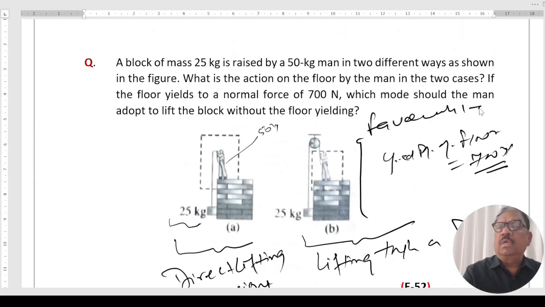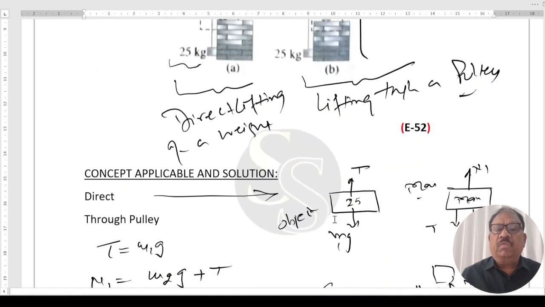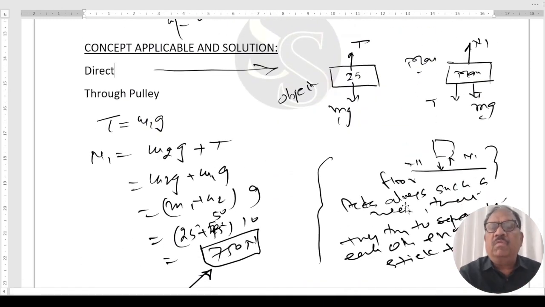In this case, the force is less than 700 Newton, that is 250 Newton. In the other case, it is 750 Newton. Let me tell you, the direction of tension is always in such a way that it tightens the string, not to lose it. According to that, you have to move it, right?